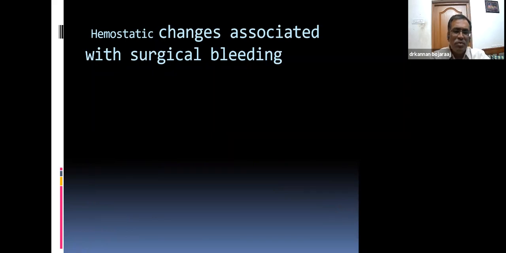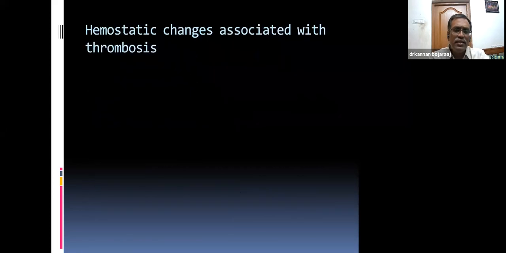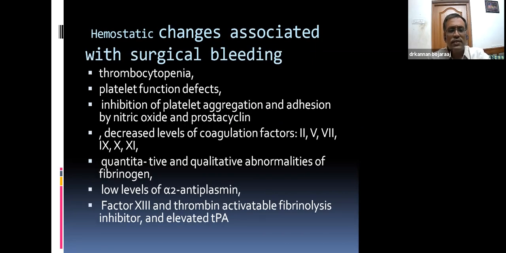So these are all the things. Hemostatic changes with surgical bleeding, and at the same time it will cause thrombosis, which I already told you, because of this bleeding in liver disorders coming for surgery. Then maybe due to what I have told earlier, thrombocytopenia, platelet function defects, by platelet aggregation and adhesion problems, and deficiency or decreased levels of all these coagulation factors.